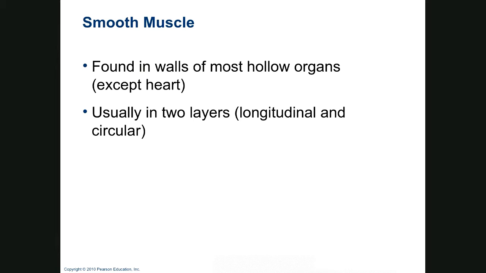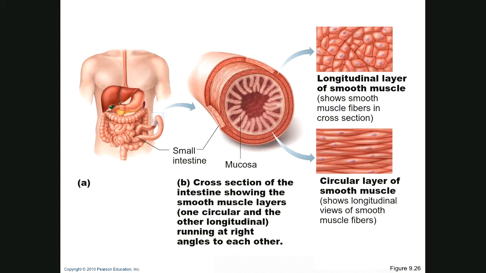Cardiac muscle will not be discussed today. Smooth muscle is in the hollow organs, except the heart, and it's things like guts and your insides. It's usually in two layers, longitudinal and circular layers. And we see here a piece of small intestine. You have an outer longitudinal layer and an inner circular layer.